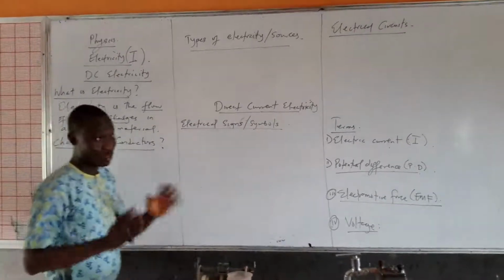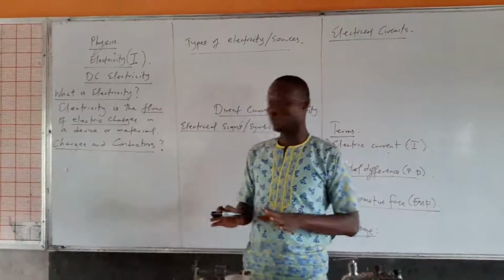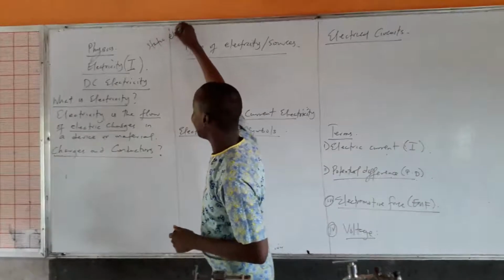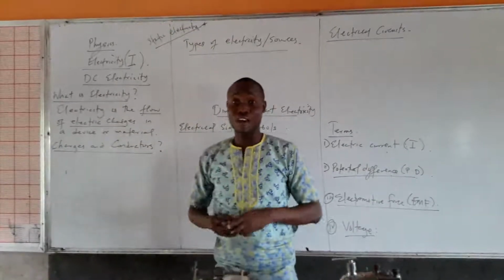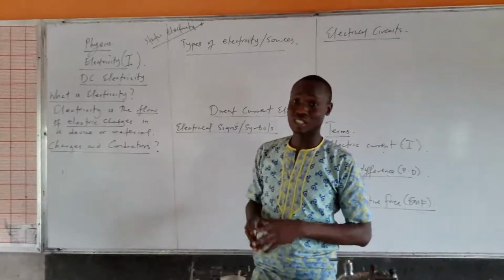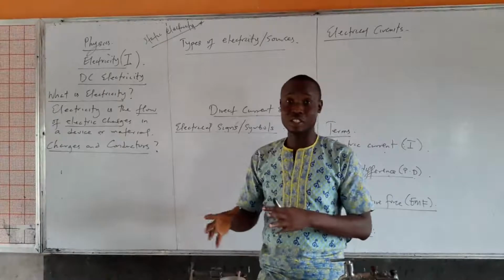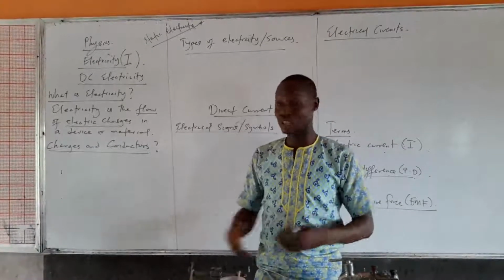Basically, we have two types of electricity. We have a case where the charges do not move, okay? And that one is what? Static electricity. Here, the charges do not move. I've done a video on static electricity. You can download it and watch later. Static electricity has to do with static charges, electric fields, how they interact, and how they influence one another.